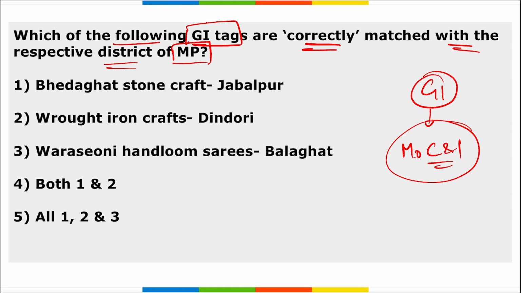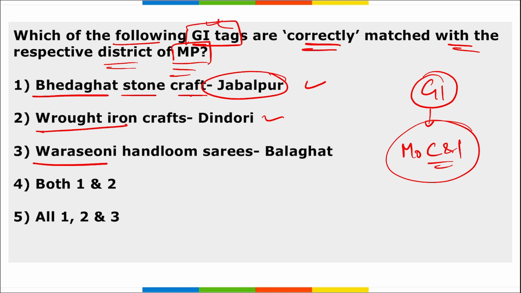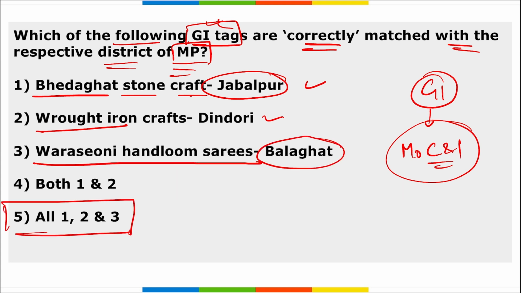Question asked is, which of the following GI tags are correctly matched with the districts of Madhya Pradesh? So the correct option is Bhedaghat Stonecraft. It is of Jabalpur. It is right. Wrought iron crafts of Dindori. It is also correct. Varsoni handloom saris of Balaghat. It is also correct. So all these three options are right. All right.